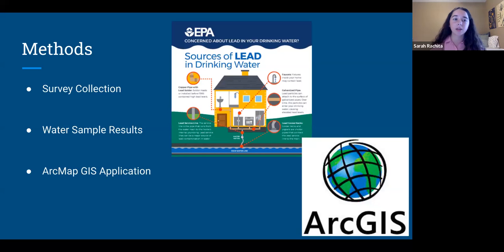The main thing I was doing methods-wise this semester was using ArcMap and GIS applications to make maps of general participation, as well as the overlap of the water quality that we're seeing and environmental justice aspects.